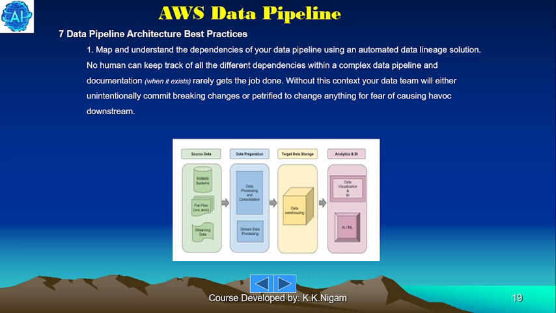Data pipeline architecture best practices. Map and understand the dependencies of all your data pipelines using an automated data lineage solution. No human can keep track of all the different dependencies within a complex data pipeline, and documentation, when it exists, rarely gets the job done. Without the context, your data team will either unintentionally commit breaking changes or be petrified to change anything for fear of causing havoc downstream.